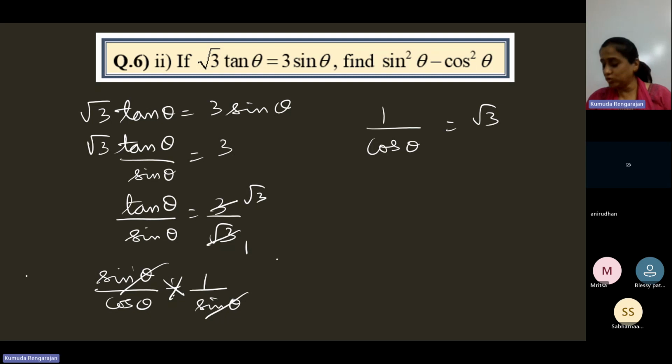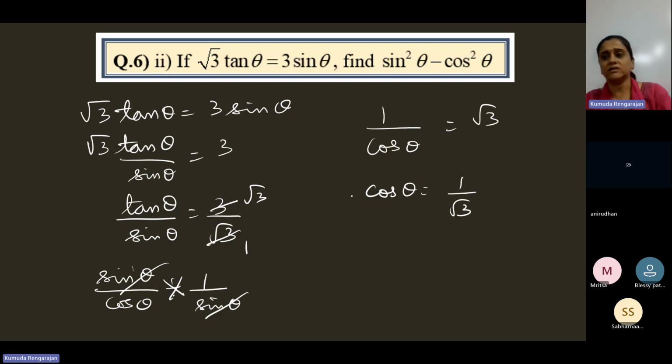So taking reciprocals on both the sides, 1 by cos theta becomes cos theta, and cos theta is equal to 1 by root 3. Taking reciprocal, you can do that. You can take reciprocals on both the sides. So cos theta is equal to 1 by root 3. Now we found the value. So we have cos theta as 1 by root 3. That is, we have the value of 1 t ratio.